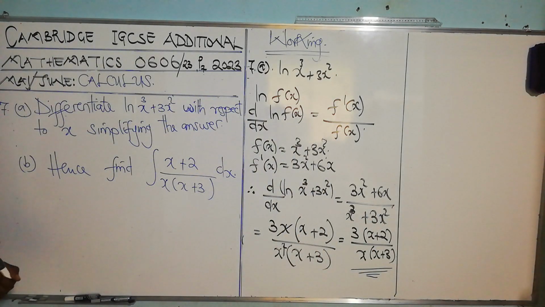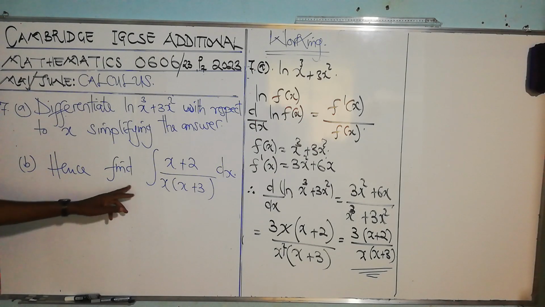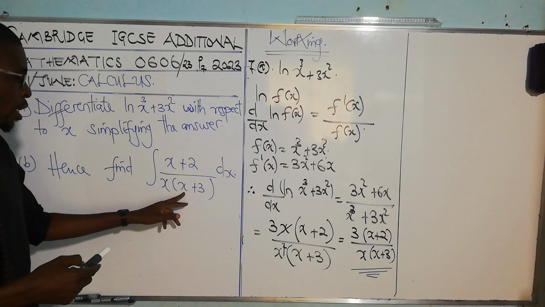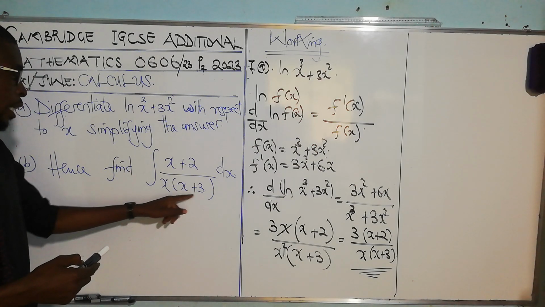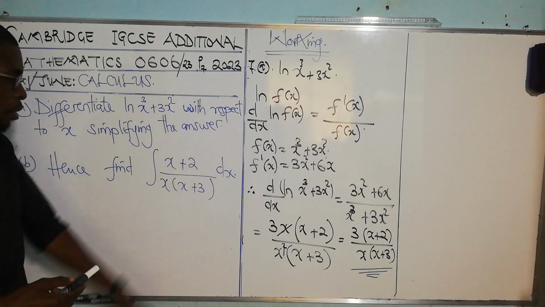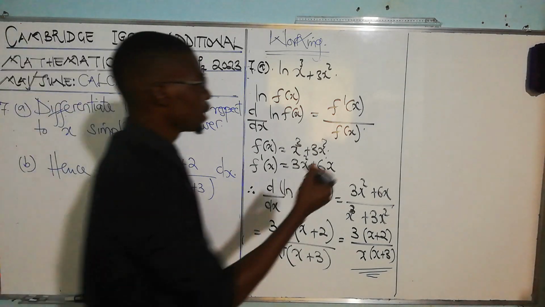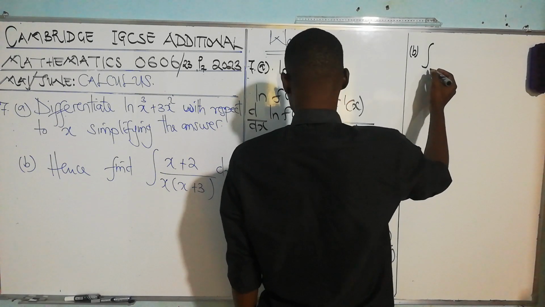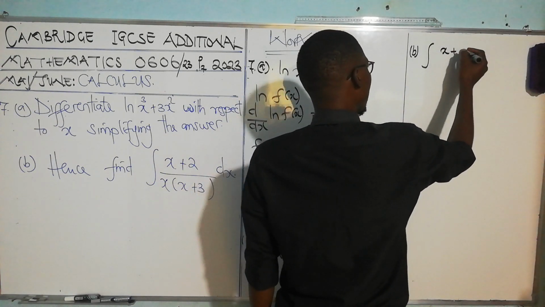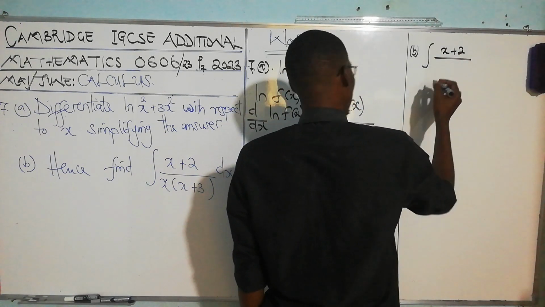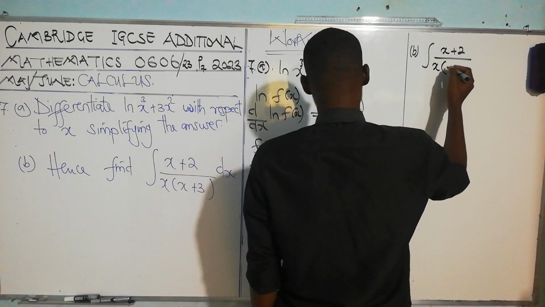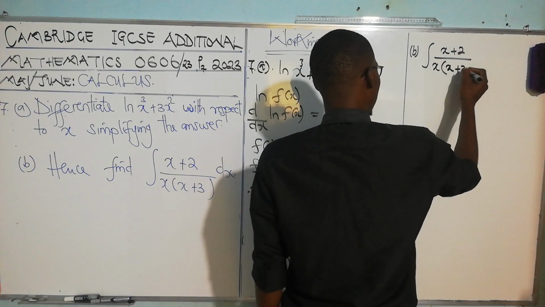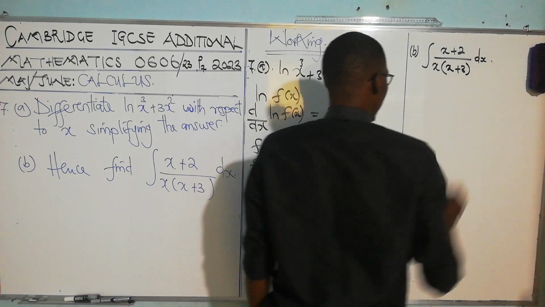Alright, now let us look at the second part of the question, which says hence find the integral of (x plus 2) over x, open brackets, x plus 3, close brackets, with respect to x. What do you get there? So for B, we want to get the integral of (x plus 2) over x, open brackets, x plus 3, with respect to x.